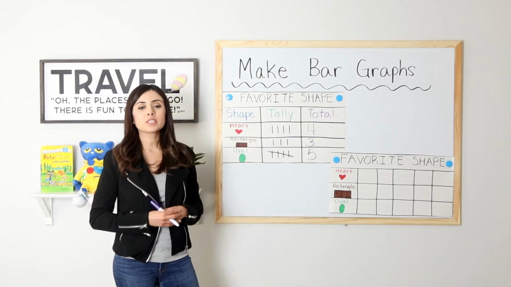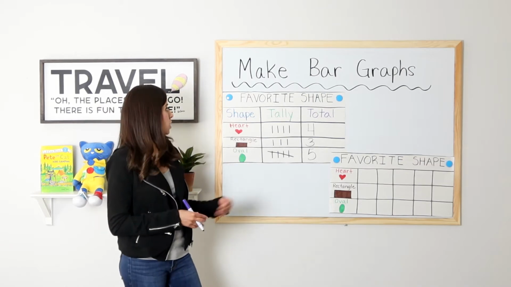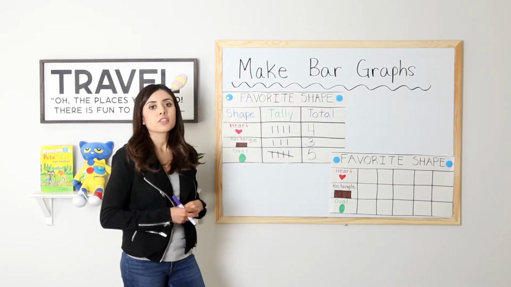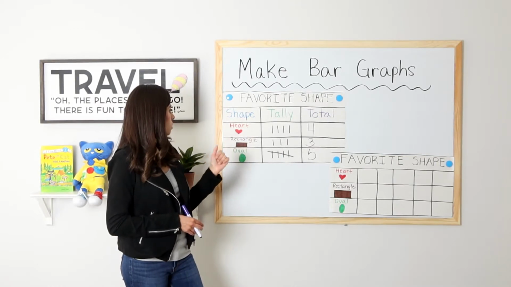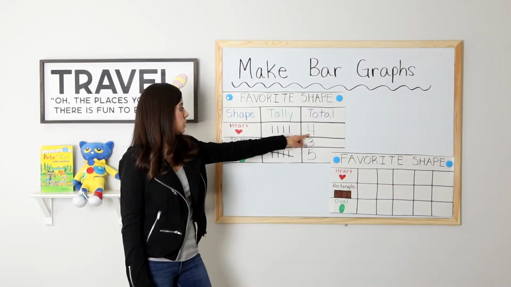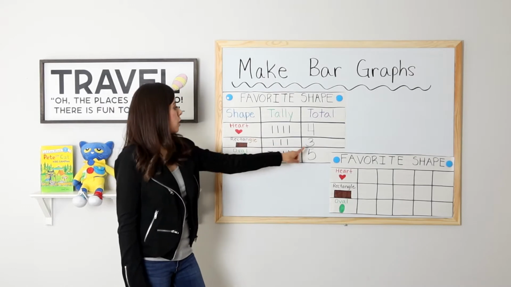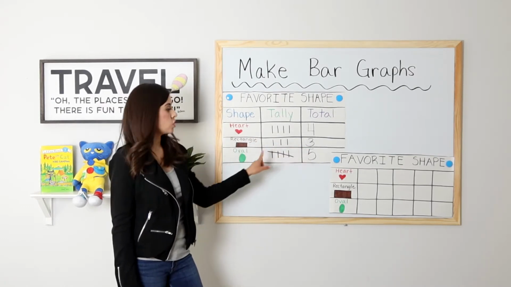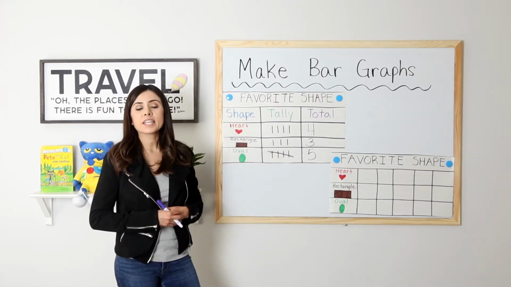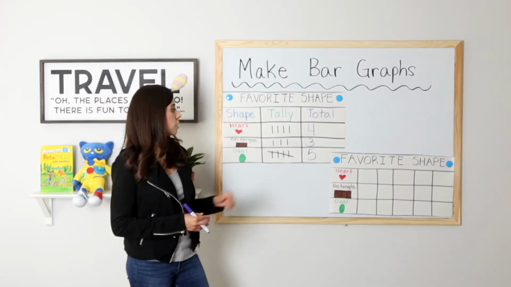Ready? 12 students were surveyed. They were asked what is their favorite shape. The choices were heart, rectangle, oval. 4 students chose a heart, 3 students chose a rectangle, and 5 students chose an oval. Let's go ahead and move this data over to our bar graph.